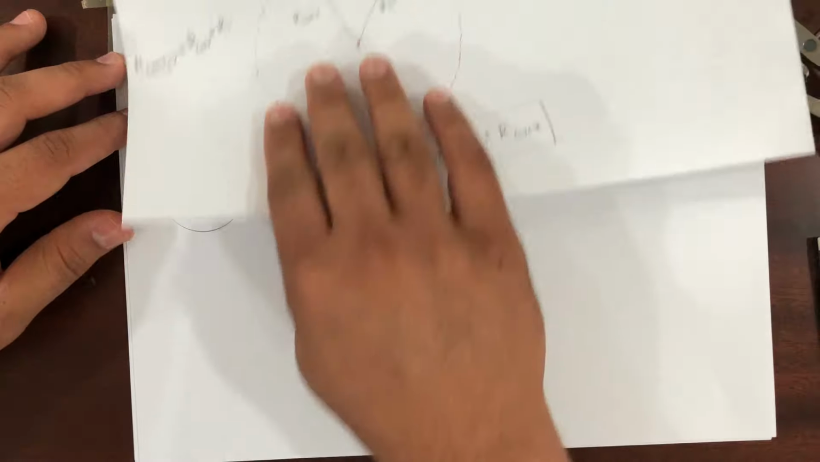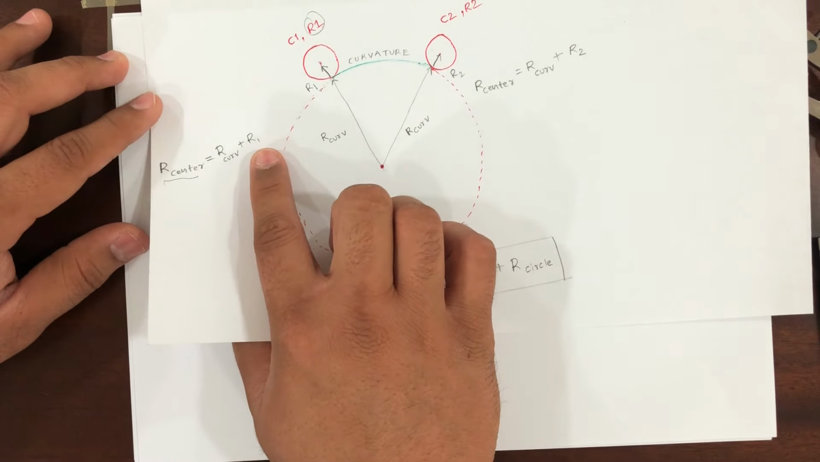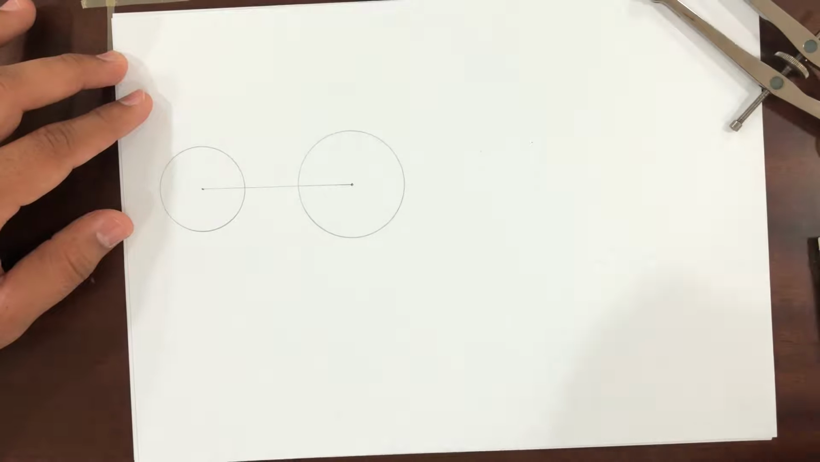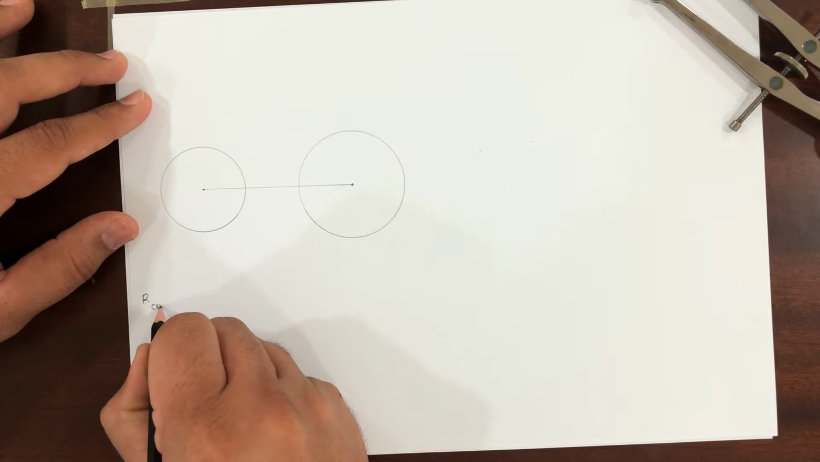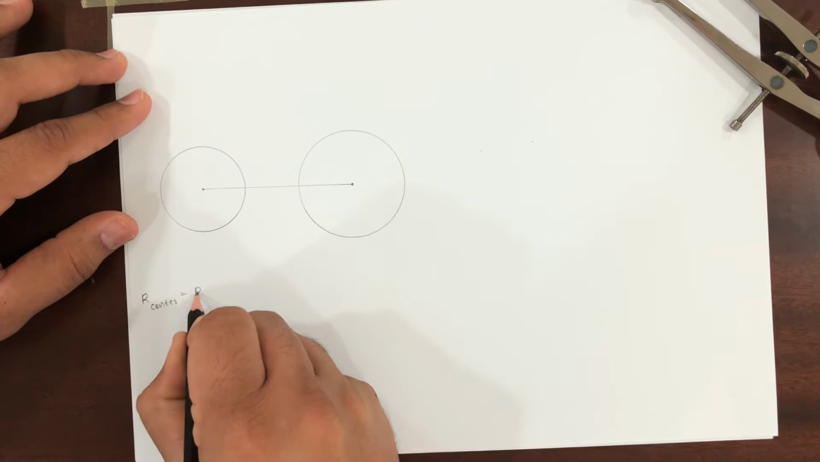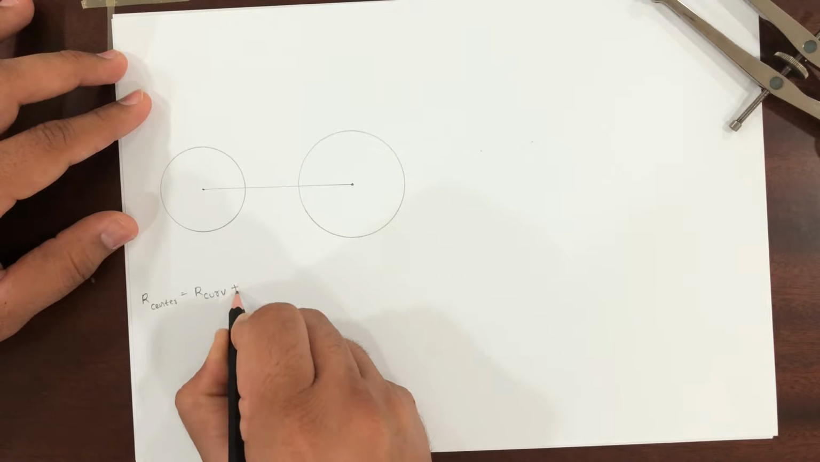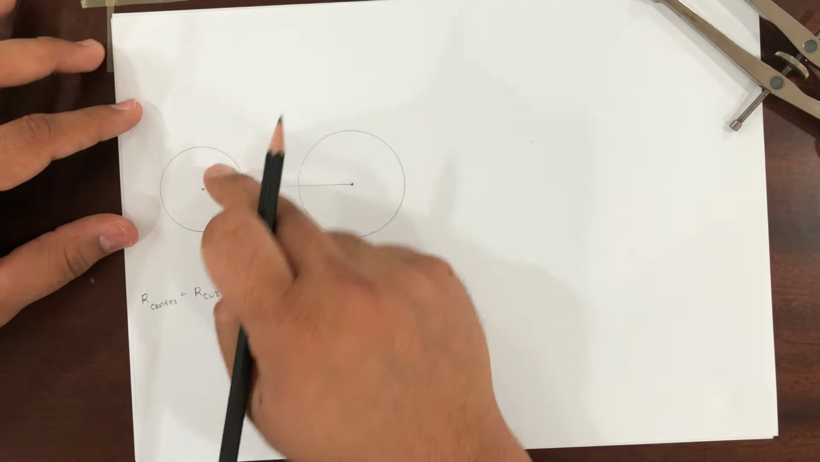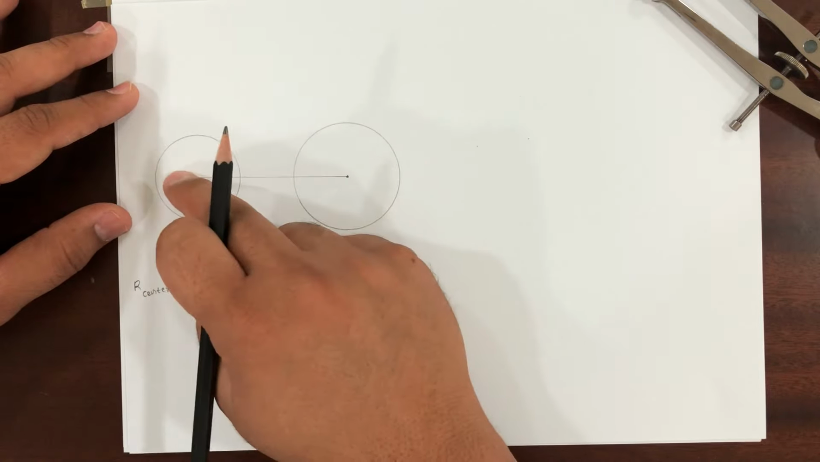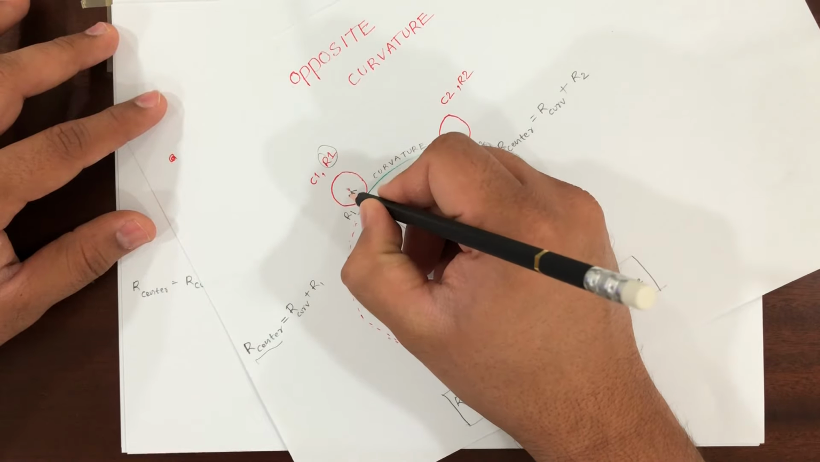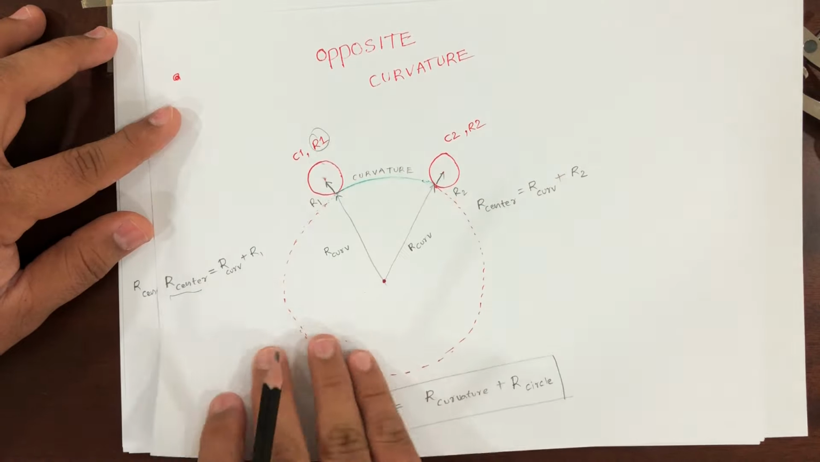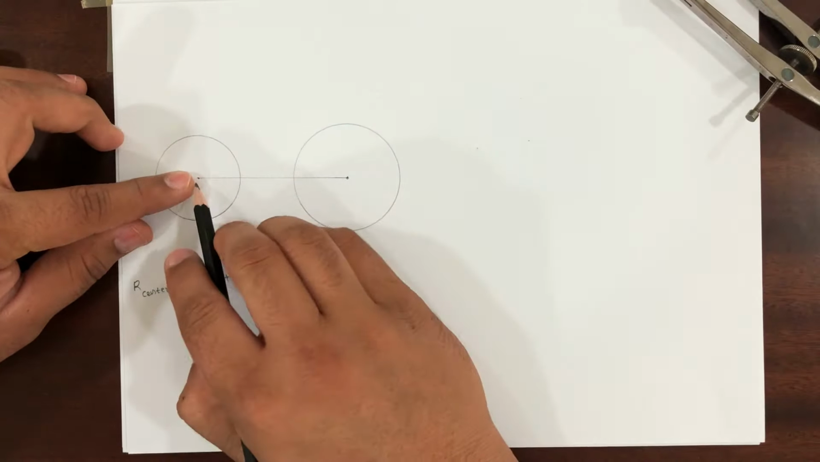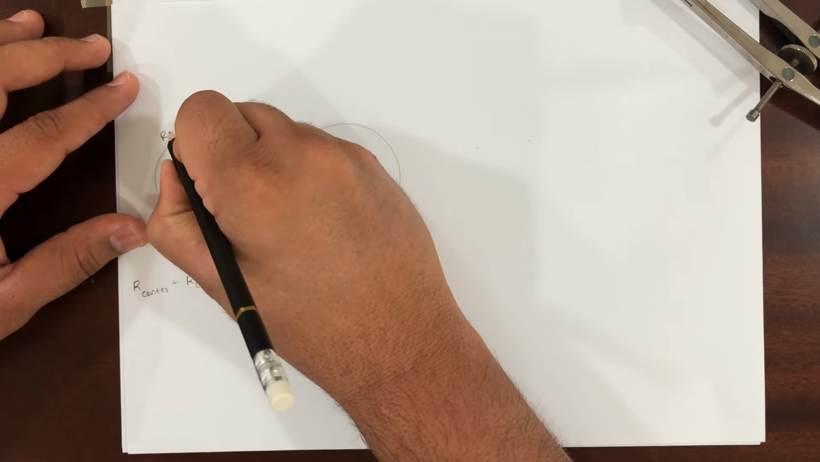So let us write the formula first. R center is equal to R curvature plus R1. So now what is R1? See here in this explanation I said that the radius of the small circle is R1. So now here what is the radius? R1 is how much?